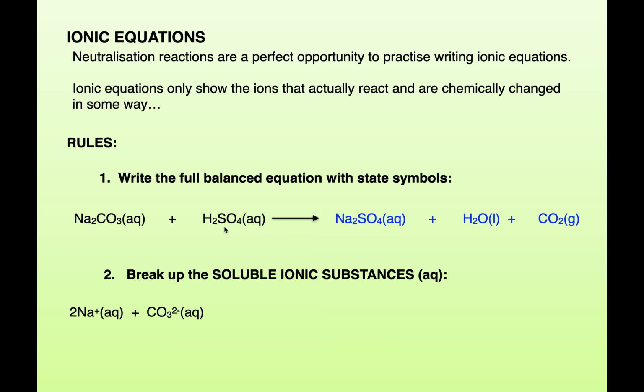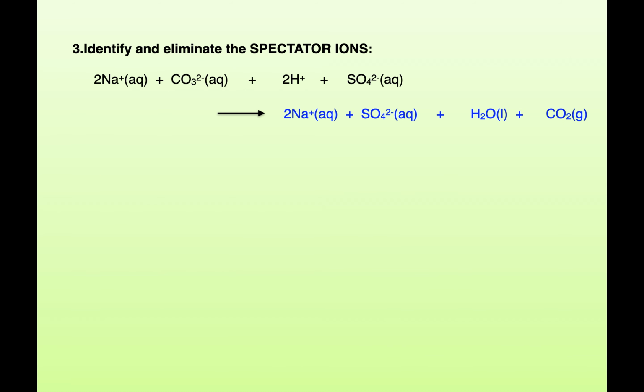What does sulfuric acid do when it breaks up in water? It gives me 2 H+, which should be aqueous, and 1 sulfate ion, which is aqueous. Okay. Sodium sulfate, similar kind of idea, 2 sodium ions and 1 sulfate ion. Water isn't ionic, it's covalent. Carbon dioxide isn't ionic, it's covalent, so we can't break them up. And that's the second rule, the first real step, breaking up the soluble ionic substances. Then, there's the equation again.